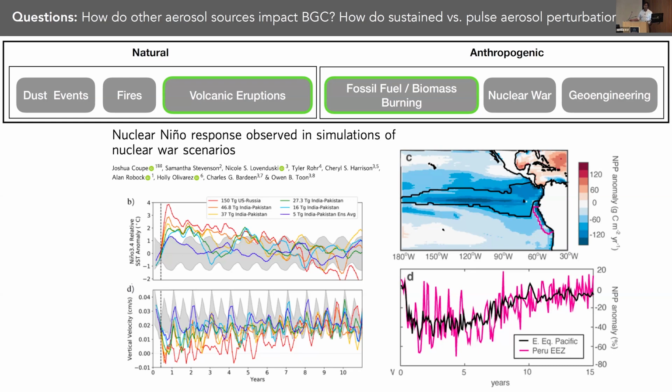Surprisingly, that El Niño response still persists even on these magnitudes, which induces large anomalies in vertical velocity along the equatorial Pacific, so a real slowdown of the upwelling regime that leads to substantial changes in NPP anomaly, or primary production, in really key regions. So 60% is quite large in the Peruvian EEZ. So another bummer about nuclear war is the lack of seafood, and maybe we should keep that in mind.